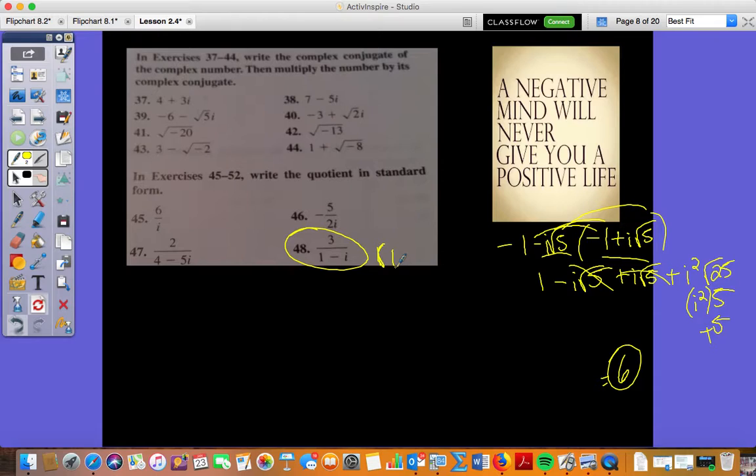In this case, what would be the conjugate? 1 plus i. Good. 1 plus i. But what I do to the bottom, I also have to do to the top. Good. 1 plus i. Cool. We're good? All right, good. What do I do when we get to the bottom side? What would that be distributed?